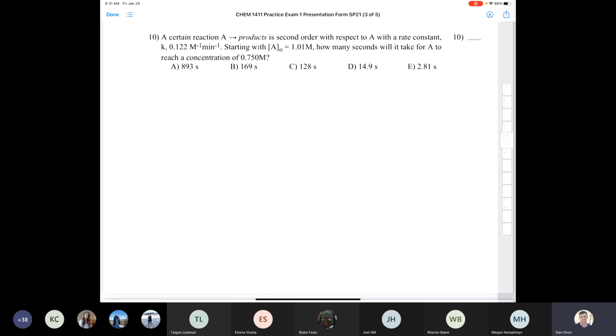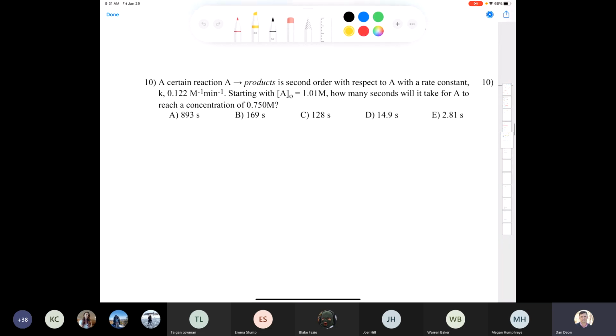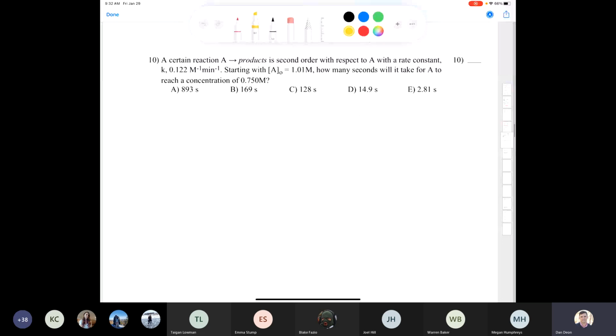It deals with second order rate laws. It says here, a certain reaction, A giving you products, is second order with respect to A, with a rate constant k equal to 0.122 molar to the minus 1, minutes to the minus 1, starting with an initial concentration of A which is 1.01 molar. How many seconds will it take for A to reach a concentration of 0.750 molar? So this is a second order reaction. It tells us that right here. And there we go, second order.